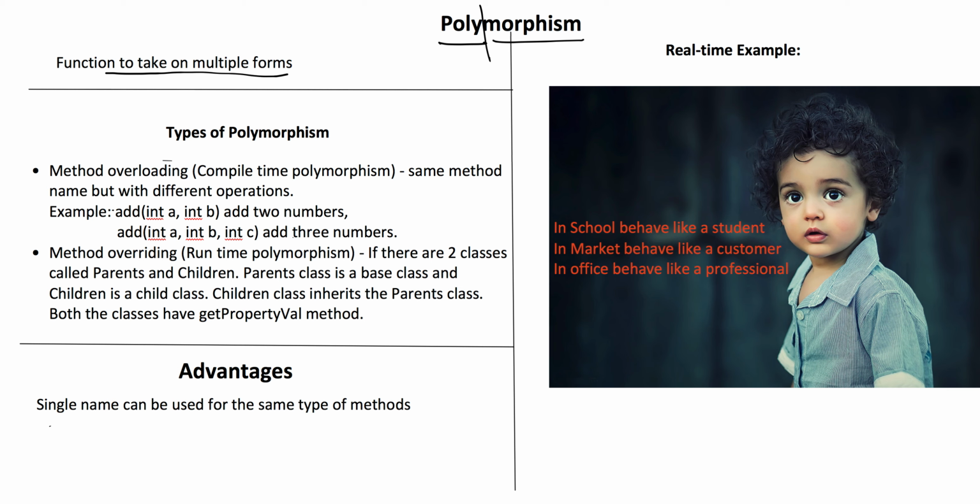Types of polymorphism. There are two types of polymorphism: method overloading and method overriding. Method overloading can be considered as compile time polymorphism, which means the respective method is determined at compile time itself, whereas in runtime polymorphism the method that needs to be triggered is determined only during the runtime.